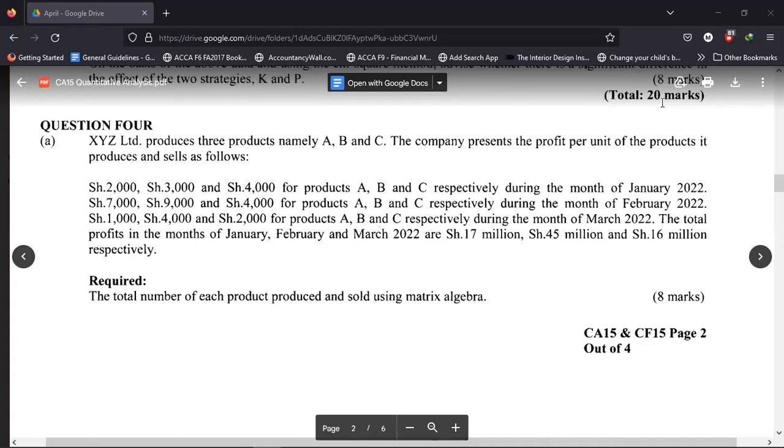Now, when you look at that question, the examiner has already given you the profits reported during the respective months: January, February, March, and also the profit per unit. But the examiner is asking for the total number of each product sold, and these will be represented by the letters A, B, and C. So in this case, we are going to reduce our question to thousands for easy calculation. Let me go to my board so that I can show you how to solve these kinds of questions.